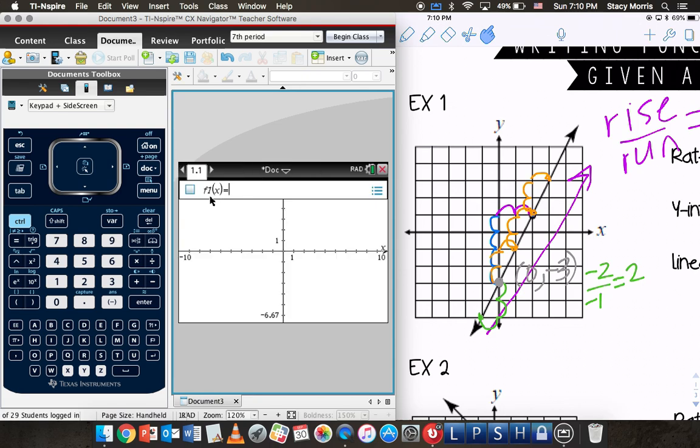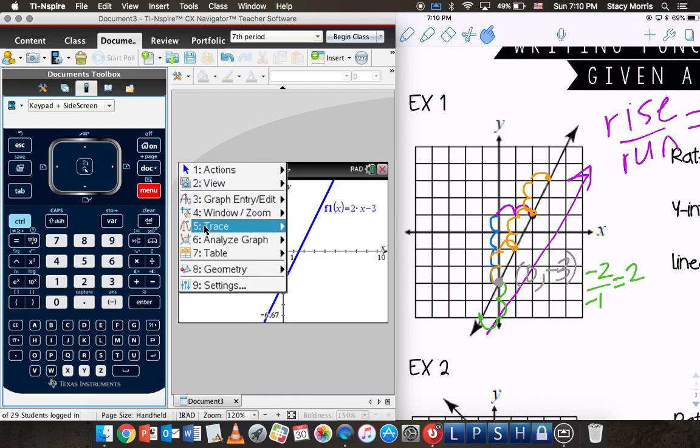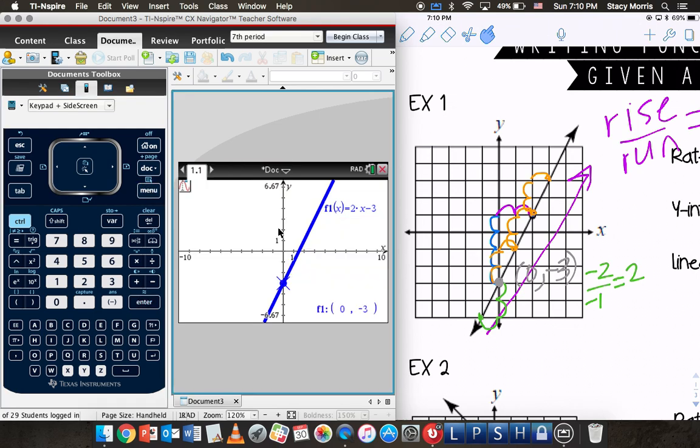Remember, f of x and y are the same thing. My equation was 2x minus 3. Push enter. You should notice it looks just like that. I can even trace. So menu, trace, graph trace. There's that point, 0, negative 3. Here's another point right here at 2, 1.